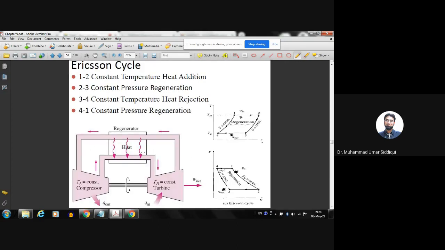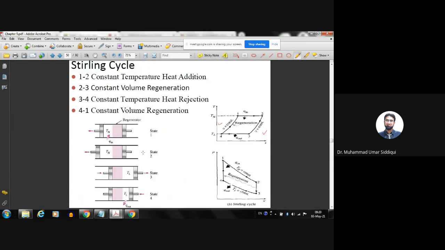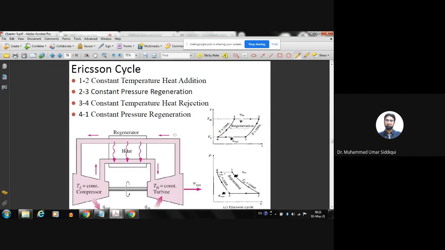The next thing is the Ericsson cycle. It's very similar to the Stirling cycle, but the only difference is that all the constant volume processes have been replaced by constant pressure processes. Whenever you have a constant volume process, you have a piston cylinder assembly. But when you don't have a constant volume process, then you don't have a piston cylinder assembly. So here we have replaced the piston cylinder assembly with an actual compressor and an actual turbine, and we have constant pressure processes here.